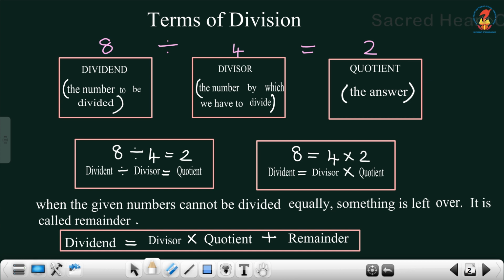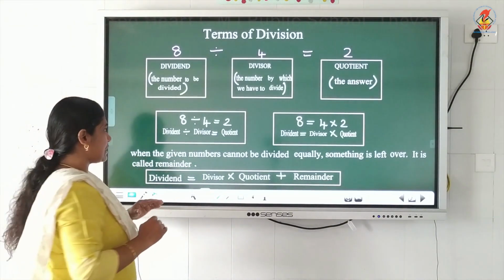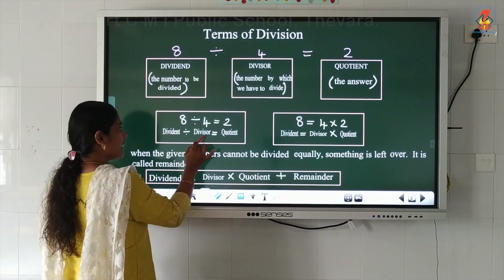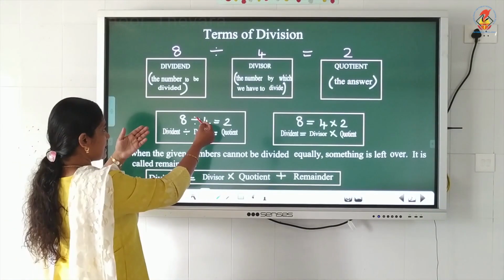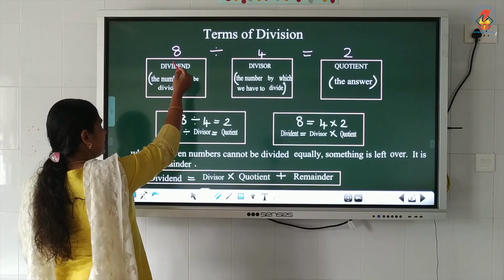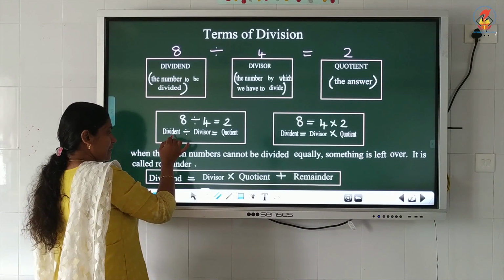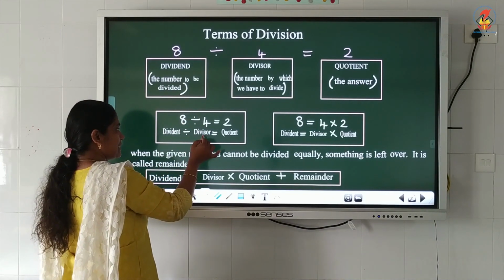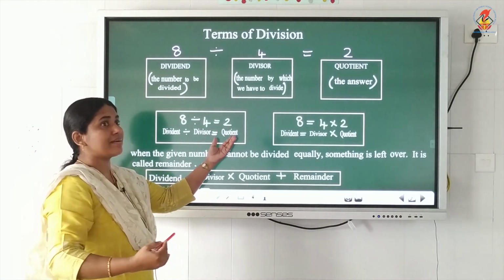So dividend divided by divisor is equal to the answer. Answer has another name. What was that? Quotient. So in short, we can say that dividend divided by divisor is equal to quotient. Is it clear? With using the same numbers, we write it once again, so it is easy to understand. Look at the numbers and their terms. Okay children, so the first term is dividend. We are dividing by 4, that is the divisor. So dividend divided by divisor is equal to the answer. Answer has another name, quotient.